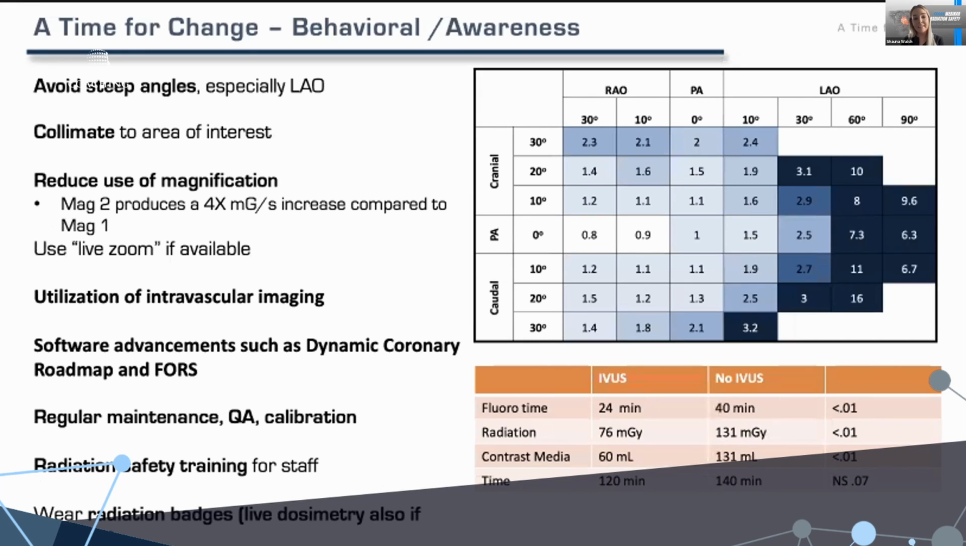So avoiding steep angles. I really like this first diagram here. It shows that by increasing your LAO projection, by going closer to 60 degrees, you have between an 8 and 10-fold increase in your radiation. So again, if it's not clinically required, really try to discourage the physicians from going to those angles. Collimate the area of interest, reducing your MAG. MAG2 produces 4 times the radiation of MAG1.